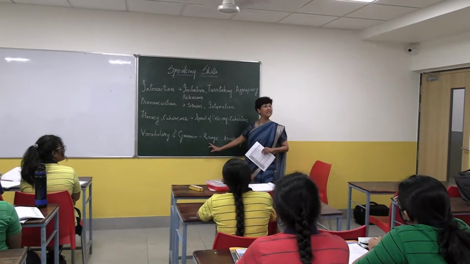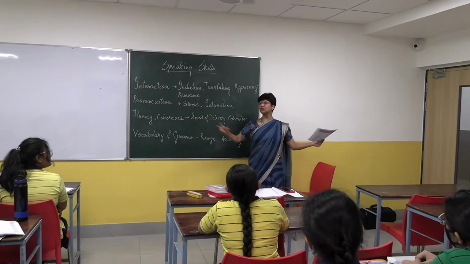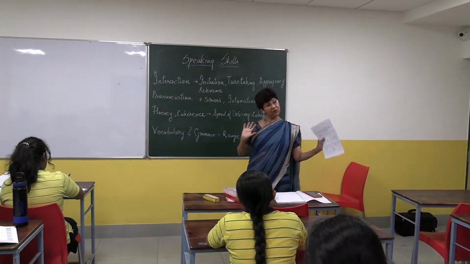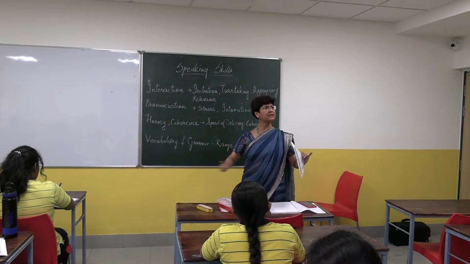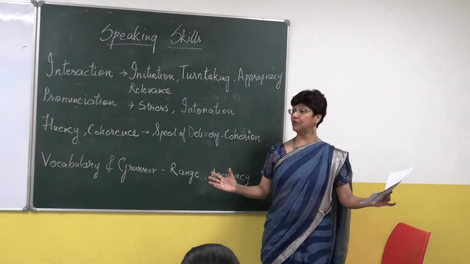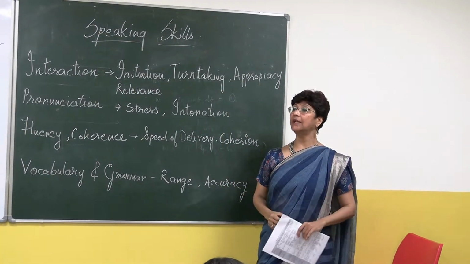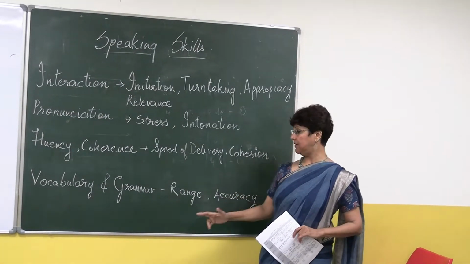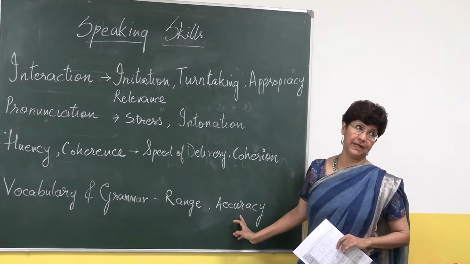Range means range of vocabulary. We have some words in our head, and you would be surprised to know there are about 1,000 words in our head that we repeat and repeat and repeat. But the dictionary is full of millions of words. So how do we increase our range? Do we use a larger range of vocabulary and accuracy of grammar?